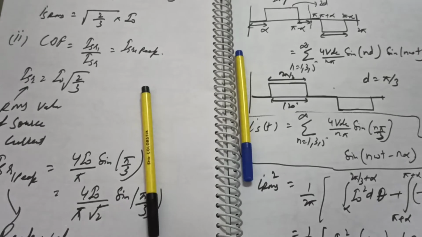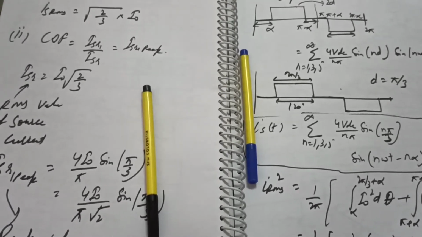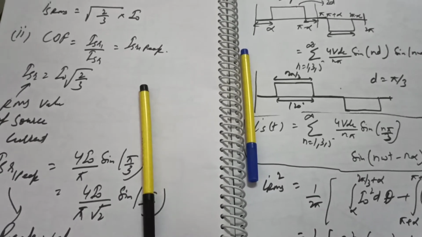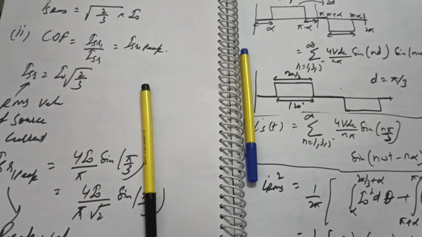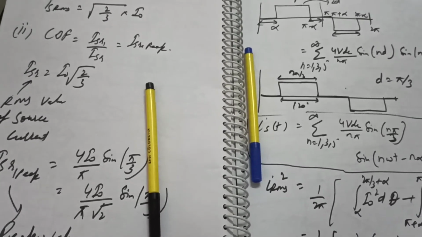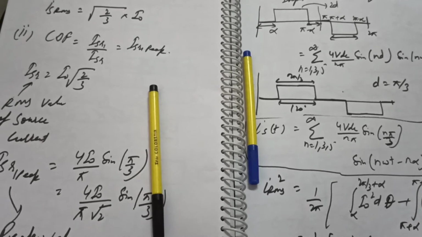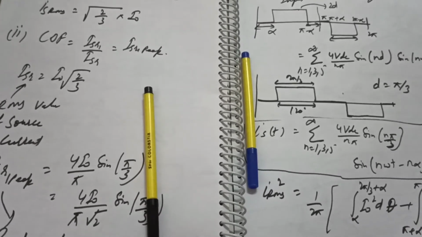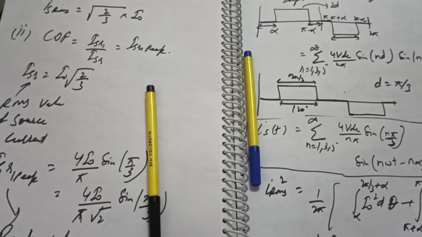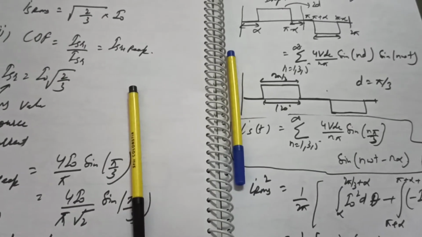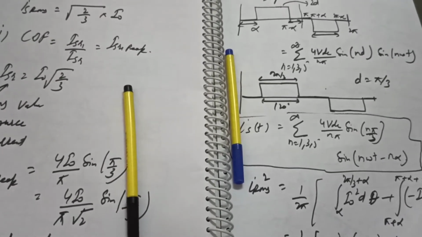It is given by the formula pi minus 2d by n plus 1 plus d by n. So when you put the value of n equals 1 in that formula, we are sure to get gamma equals pi by 2. So this is 4Vdc by n pi sin nd sin n omega naught t.